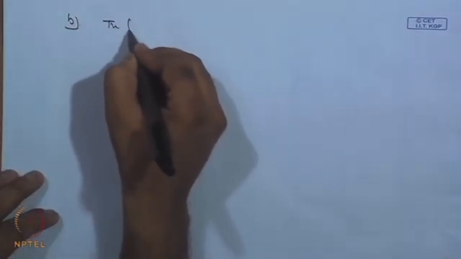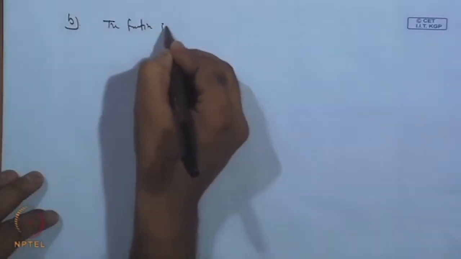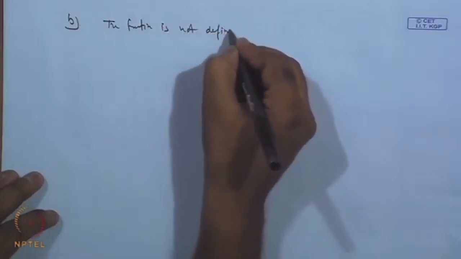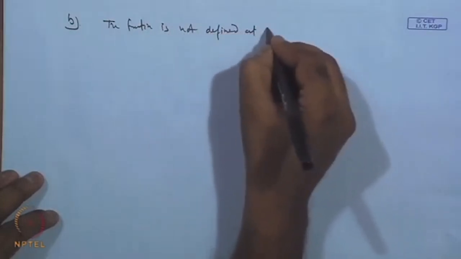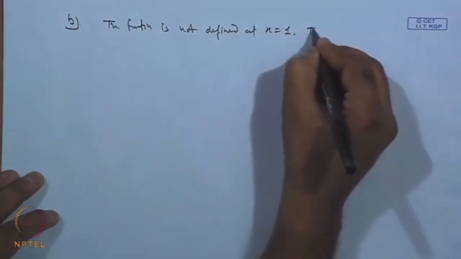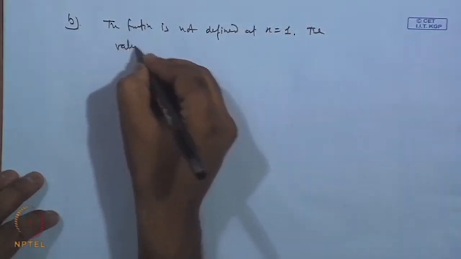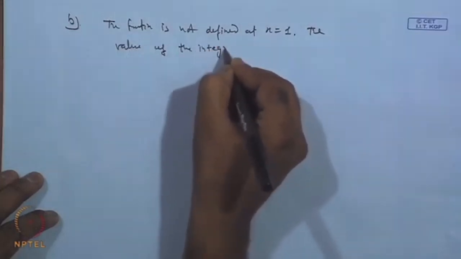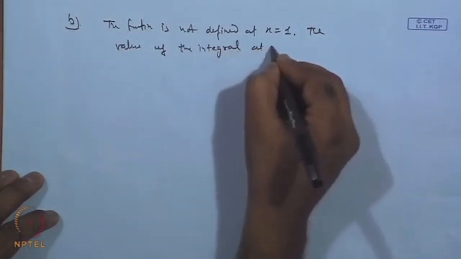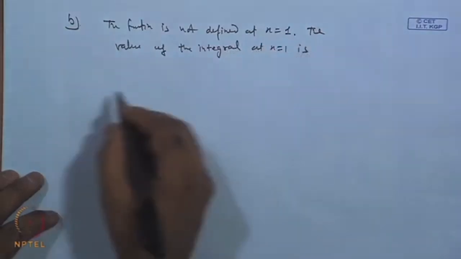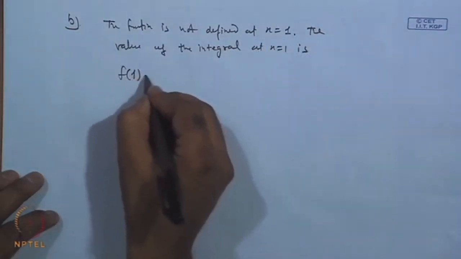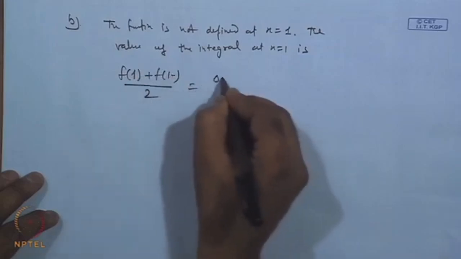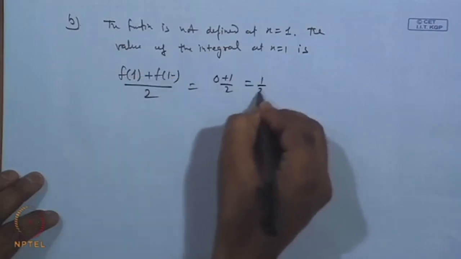So, the function is not defined at x equal to 1. So, the value of the integral at x equal to 1 is (f(1+) plus f(1-)) divided by 2. So, (0 plus 1) by 2.